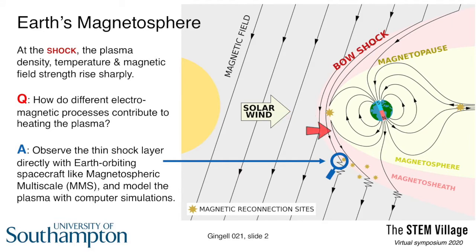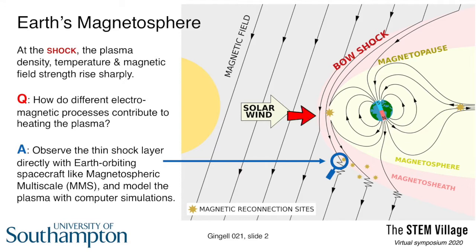Now, when that solar wind impacts Earth, it's deflected, forming first a bow shock and second a magnetopause. The bow shock is the thin transition region over which the solar wind slows from supersonic to subsonic speeds, whereas the magnetopause is the boundary between magnetic field that connects to Earth and magnetic field that connects to the sun. The region I'm most interested in is this bow shock.